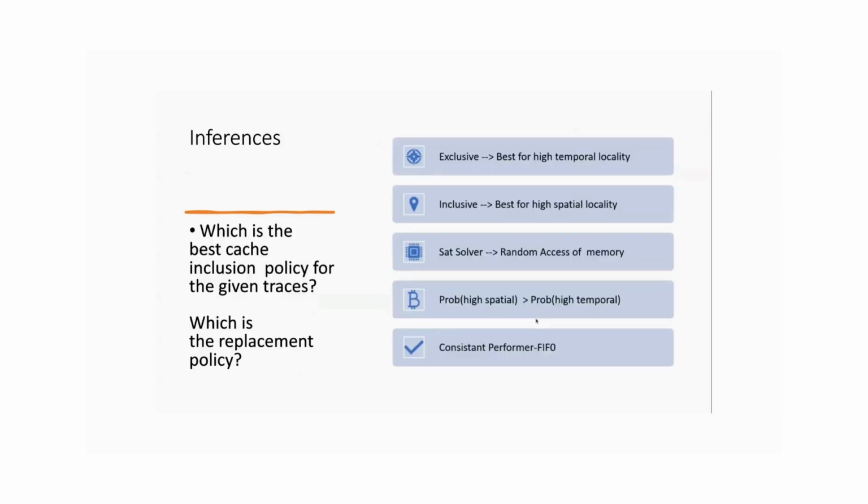Which is the best cache inclusion policy for the given traces? Since SAT solver does random access of memory, by the graphs we observed that there is a high IPC for inclusive compared to exclusive. So we infer that there is a high probability of high spatial locality rather than high temporal locality, since inclusive is best for high spatial locality and exclusive is best for high temporal locality.